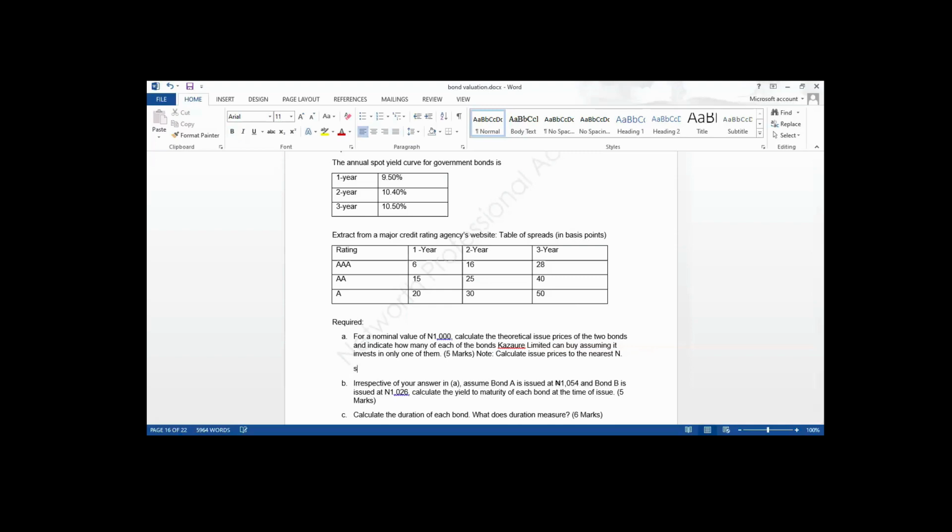Right, let's start solution A. Solution A.